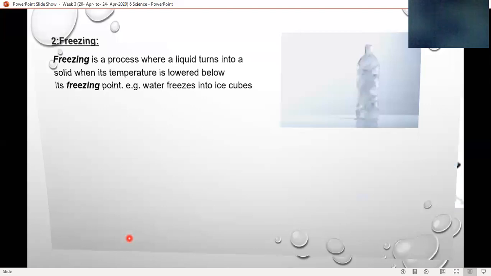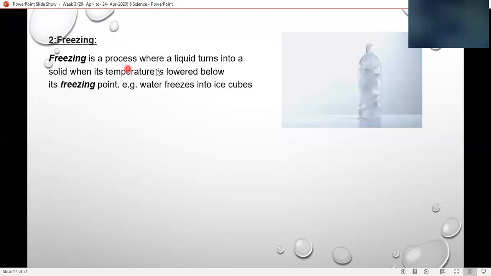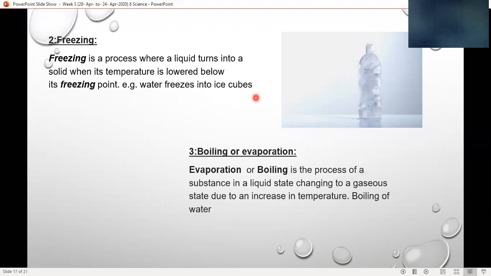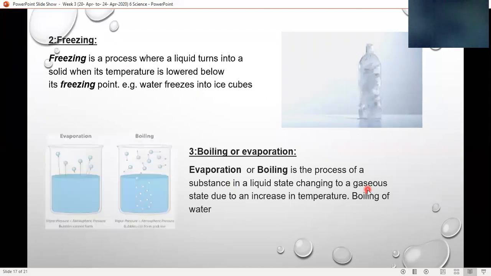The second process is freezing. When a liquid turns into a solid as we lower the temperature, that is known as the freezing point. For example, water freezes into cubes. Okay, boiling or evaporation, these are both commonly the same thing. Basically, a process in which a liquid changes into a gas is known as boiling.